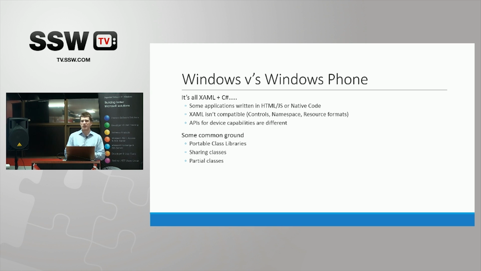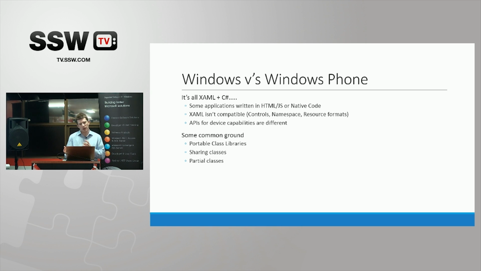The way that namespaces are declared in XAML is different between Windows and Windows Phone. So even if you wanted to just share resources like color dictionaries and things like that, you'll find that you won't be able to share the XAML file because of the namespace changes. And lastly, the embedded resource format has also changed. There's a resx format for Windows Phone and then a resw format for Windows. Okay, so again, compatibility differences between the two.